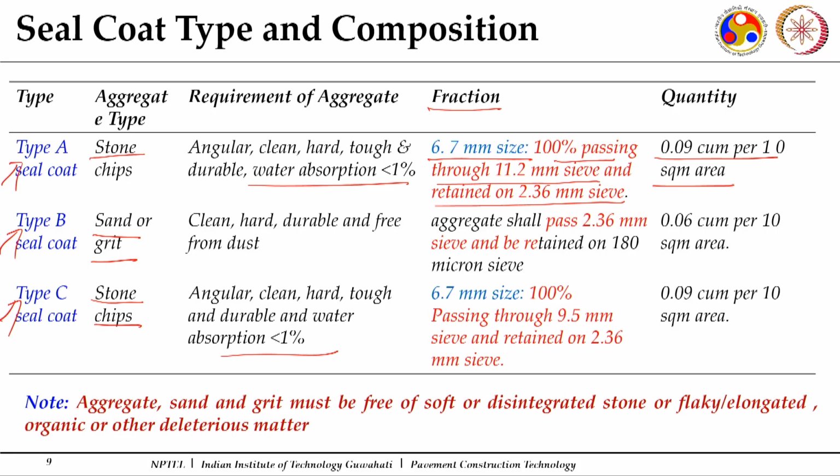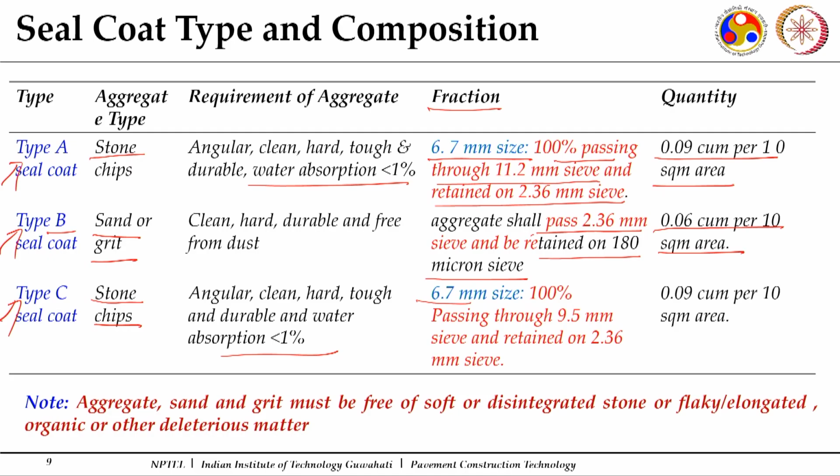Second, when we go for the type B seal coat, which is a premix seal coat, it says aggregate passes through 2.36 mm, it's a finer one, and is retained on the 180 micron sieve size. And here again the requirement in terms of how much quantity of aggregate per 10 square meter of area is given. Now the type C seal coat, where the sizes are again referred to as the same as before, but it is a premixed one.